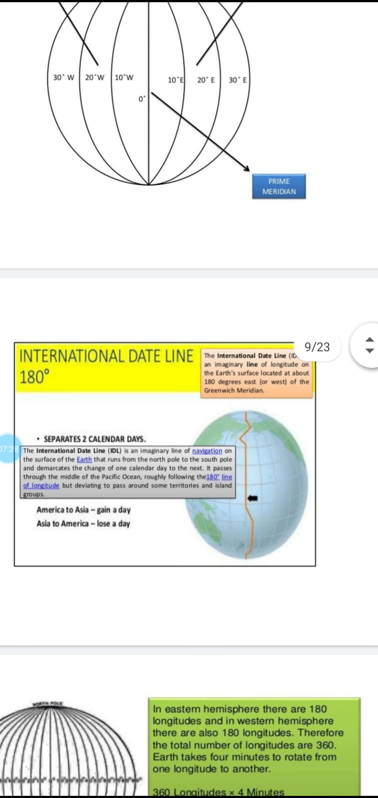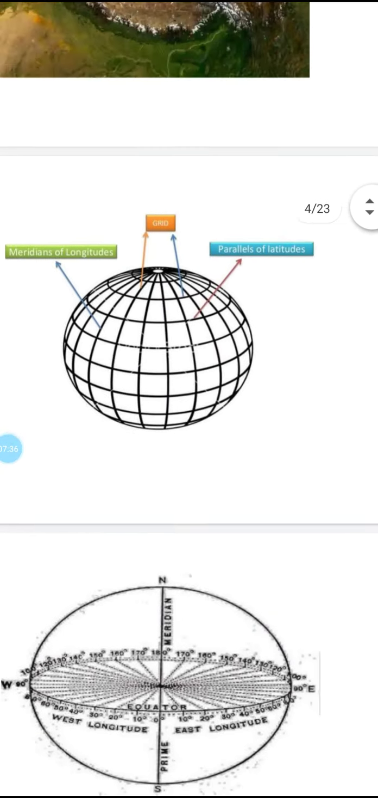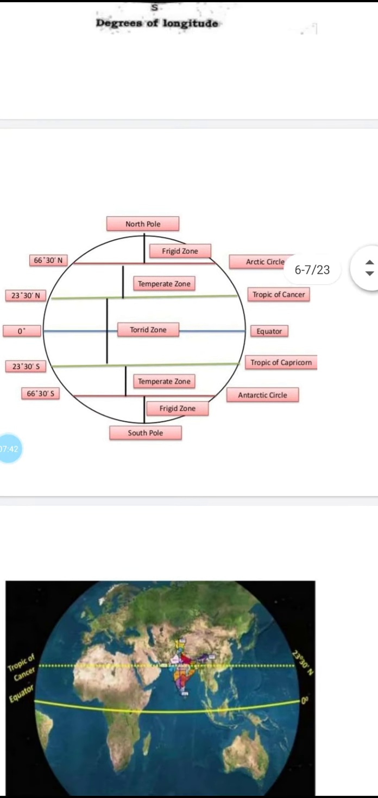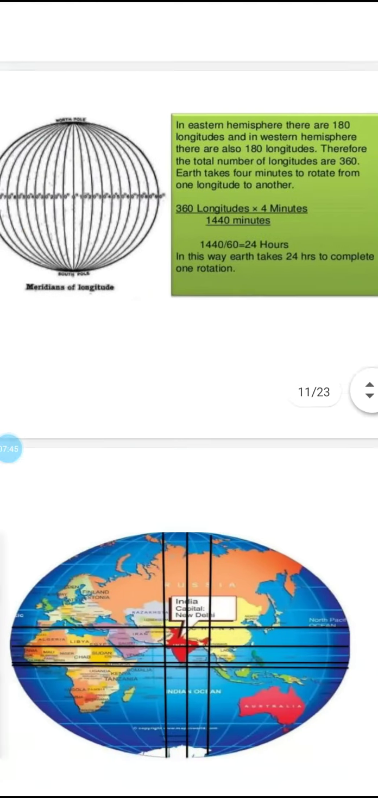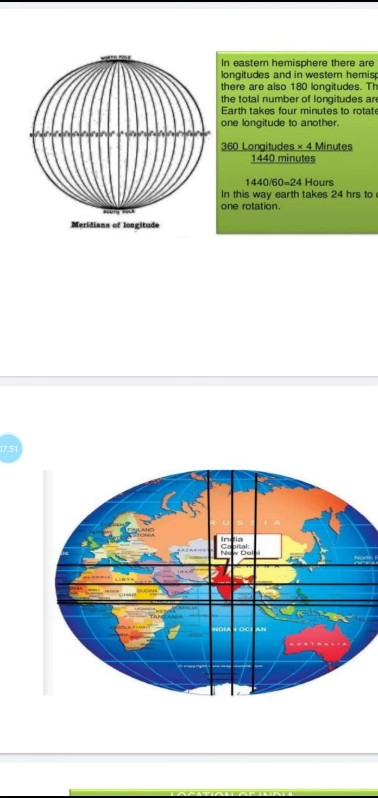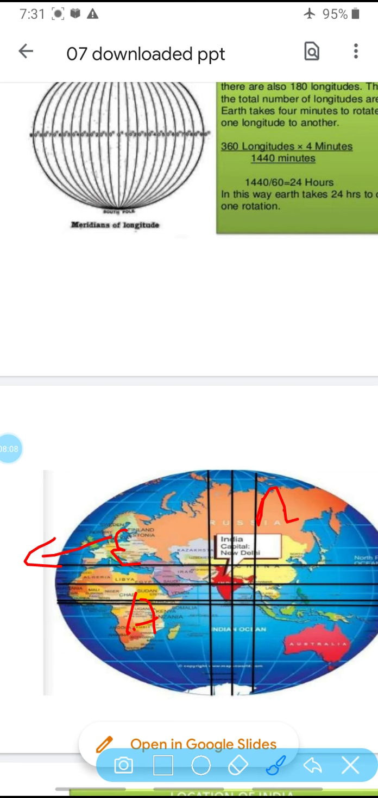Now what is said? When we are coming from America to Asia, for example, I will show you in the world map. When we are coming from America to Asia, this will be one day. This is the map of the world, you can see. Okay, this is Asia, this is Europe, this is Africa, and on this side there is America, North America and South America.